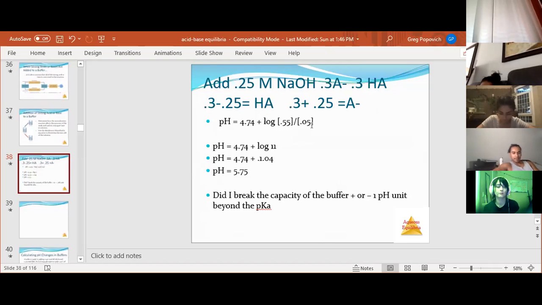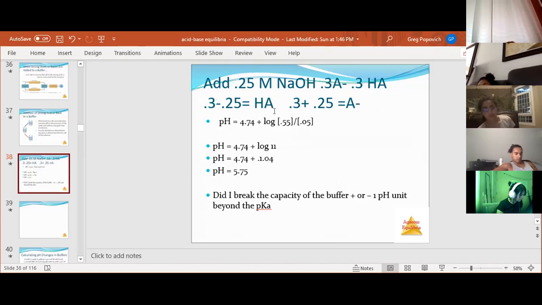When we added 0.1, that wasn't enough to break the buffer. 0.2 wouldn't be enough to break the buffer. 0.3 is. So basically, at that point, there is no more conjugate base. There's no more A minus, or I'm sorry, there's no more weak acid. The strong base has effectively taken away all the weak acid that we have. Therefore, when I keep on adding base to it, the pH is going to go up rapidly.